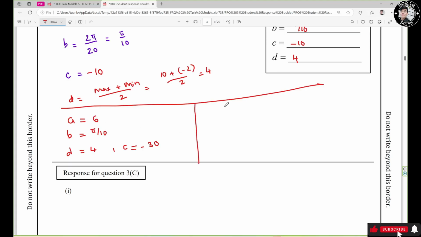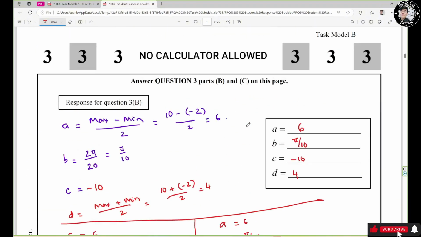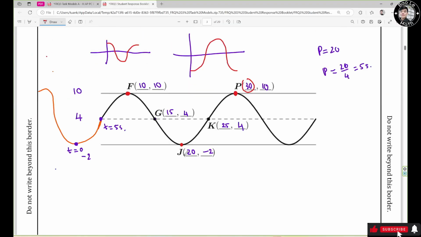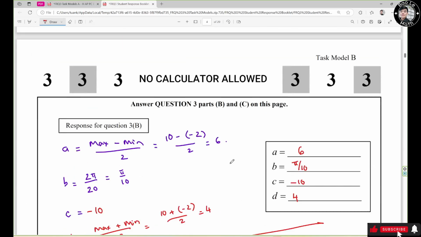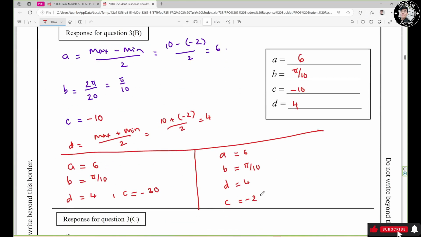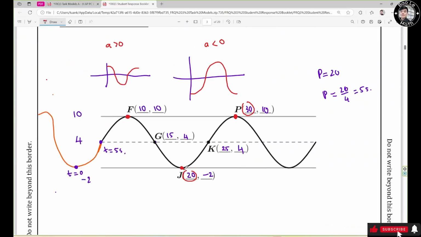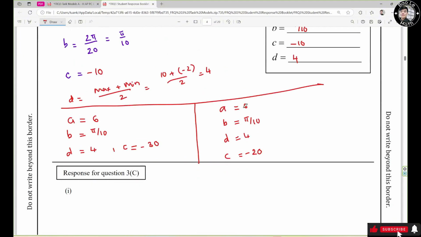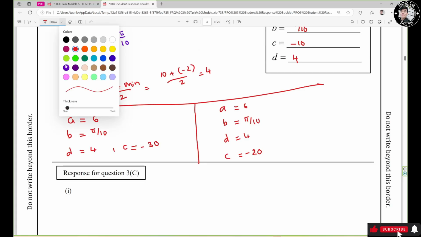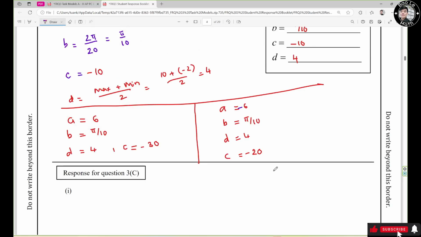Now another option. A equals 6. B equals pi over 10. D equals 4. Now see, if I pick the phase shift right here at point J, which means I shift to the right 20 units, so C equals negative 20. Because point J is the minimum value, so when I start from the minimum value, A should be negative, right? So right here, I need to change the sign of A. So A right here must be negative 6. Alright, so keep that in mind.